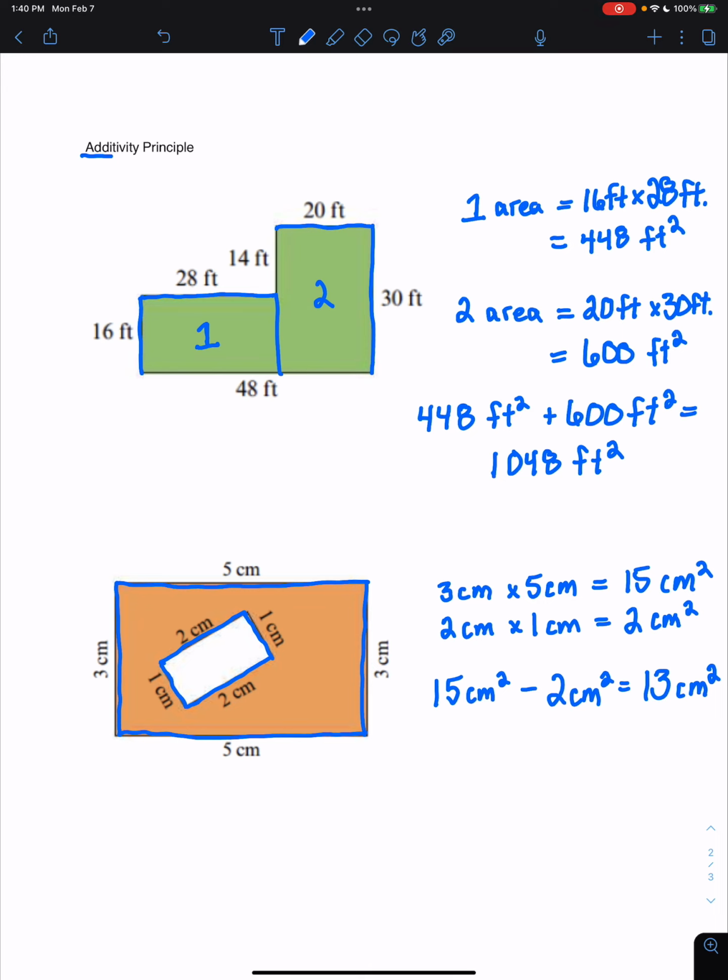So I hope that helps you with some of these more complex figures.